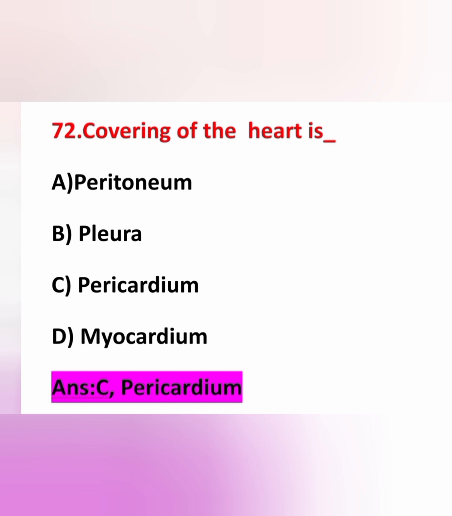Peritoneum is the serous membrane which line the abdominal cavity, that is peritoneum. And pleura is there. Pleura is also a serous membrane which line the lungs and thoracic cavity. And option D myocardium. Myocardium is the middle muscular layer of the heart is known as myocardium. Here our question is covering of the heart. Covering of the heart is known as pericardium. Okay, and here option C is the correct answer. And we'll see the next question.